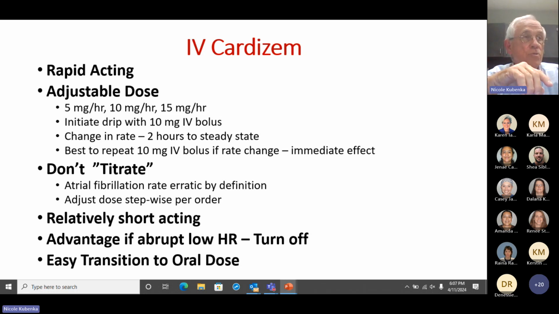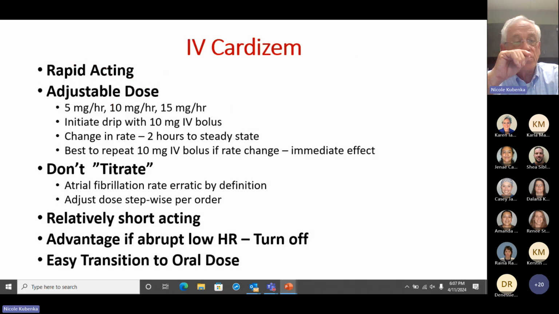Sometimes with amiodarone, it's a bolus dose, but then it's a fixed rate for 6 hours, then the maintenance rate after that, and you're kind of stuck with that. You just got to wait to see what happens. With cardizem, if you understand what you're doing, you can manipulate the drip according to what you're seeing. You're not just stuck with a fixed dose of amiodarone. And you get to steady state effect with IV cardizem much quicker than you do with IV amiodarone.